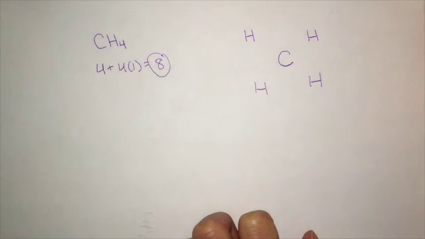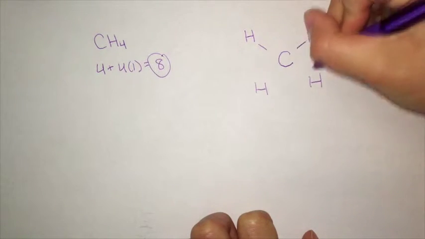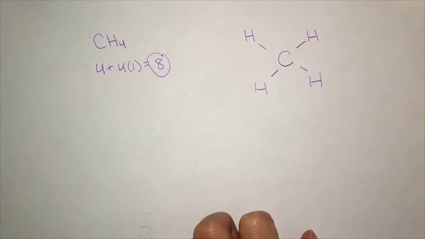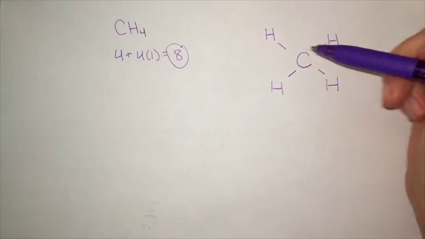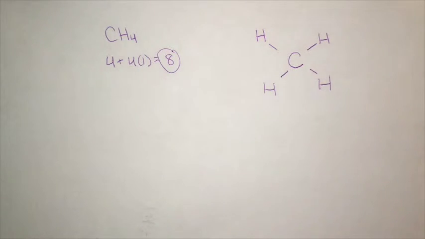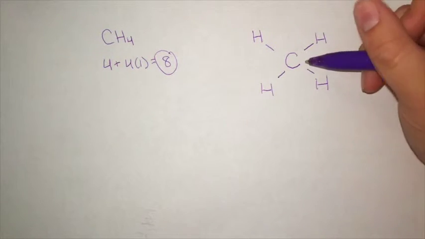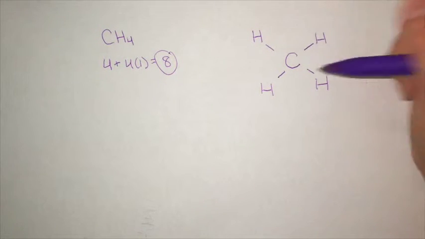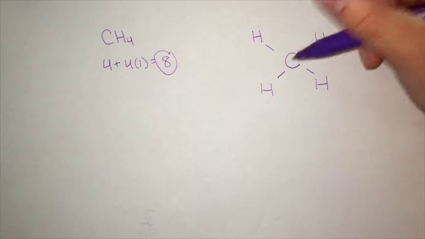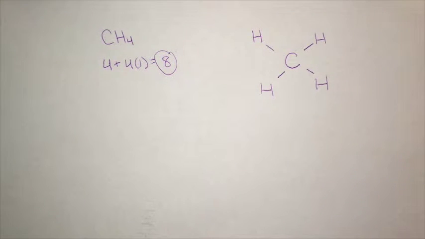Then we're going to bond the H's to the C. And this molecule actually ended up being very easy because we have 2, 4, 6, 8. Hydrogen is an exception, and it can have 2 electrons to complete its outer shell. And C ends up having an octet right here because we have 2, 4, 6, 8. So this is our Lewis dot structure for CH4.